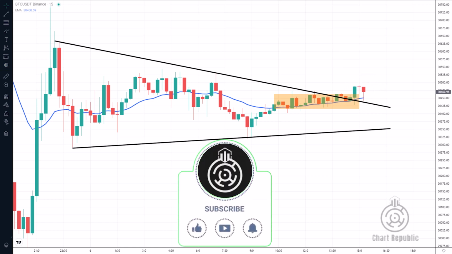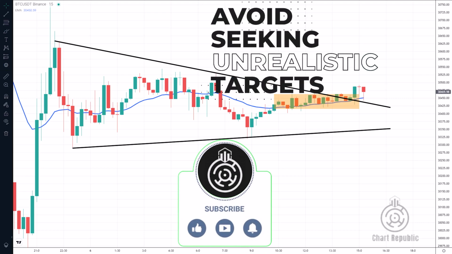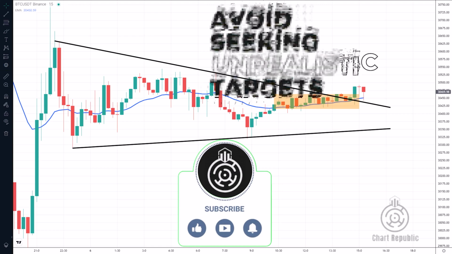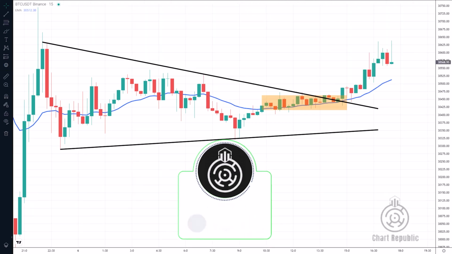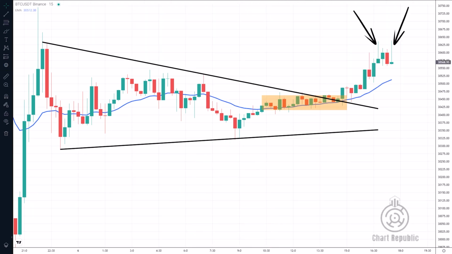Given that this strategy is primarily designed for scalping or capturing small swings, it's crucial to exercise caution when determining our exit points and avoid setting unrealistic targets. This gains more significance when we observe these two consecutive pin bars. With this in mind, the triangle's inception could serve as a viable take-profit level.